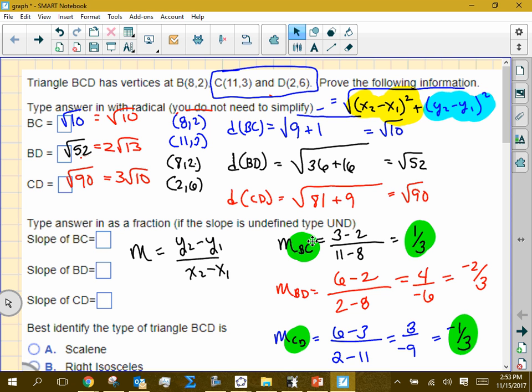And then the last comparison we've got to make is BD and CD. So that's checking angle D. And now we see that those are not opposite sign reciprocals either. So are there any right angles? No. So we have no right angles. We have no congruent sides. So the best way of identifying this triangle right now is just a scalene triangle.